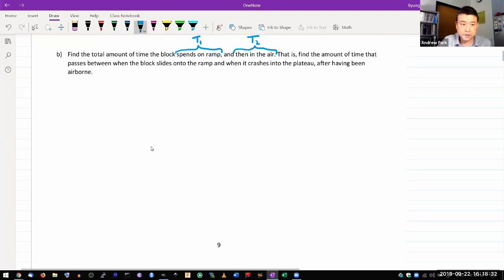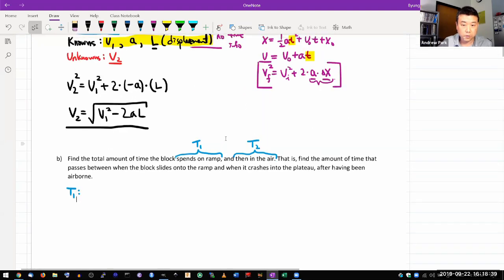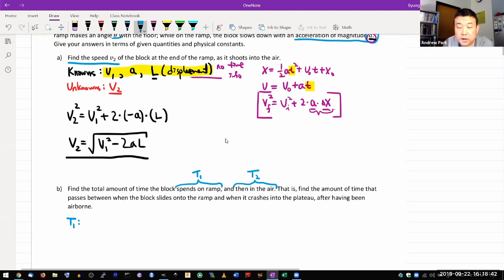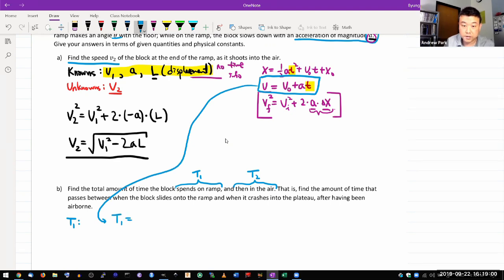So I think most people in this class can find T1. For T1, you would basically go back to one of these kinematics formulas here. I guess now that I know the final velocity, this is probably the easier one. From this equation here, I can figure out my time t1 is equal to the difference in the velocities, v2 minus v1, divided by the acceleration given. And if you want, you can plug in the expression for v2. And so that's the one part of this part B.